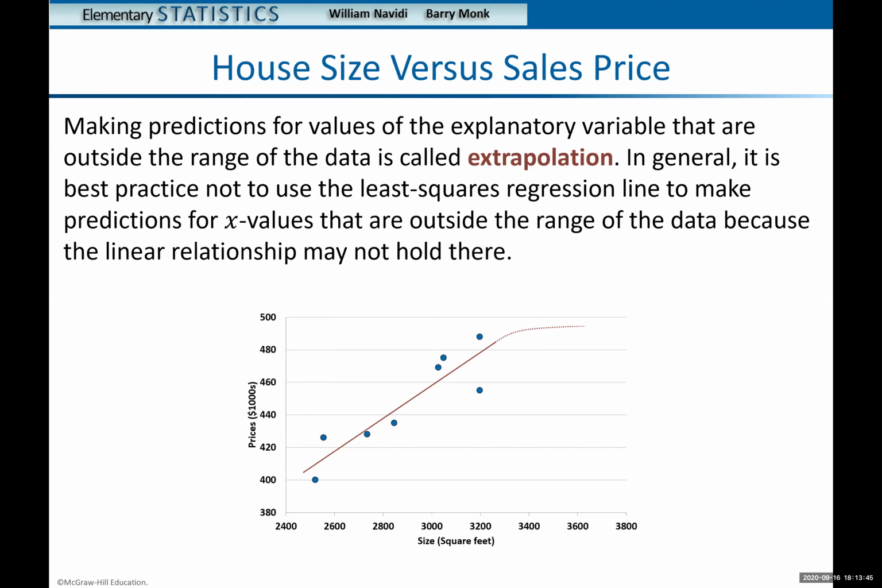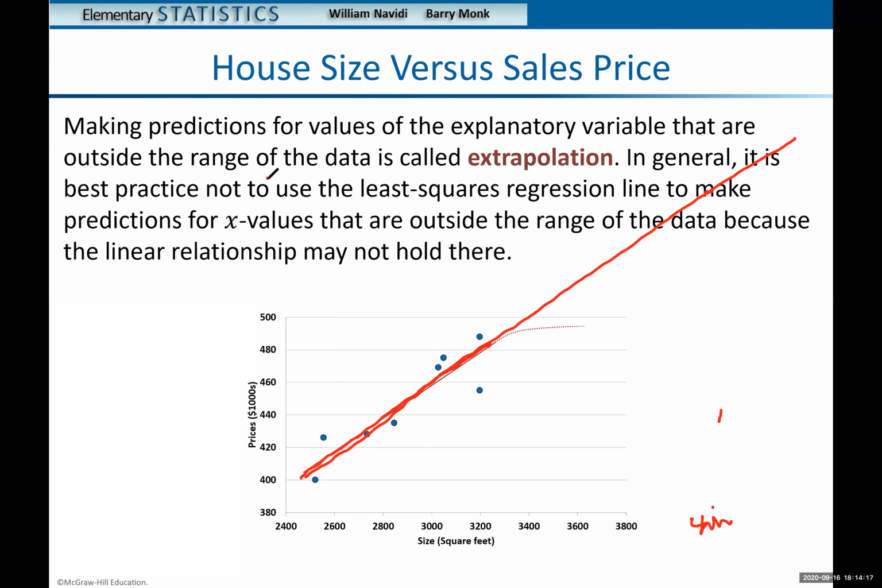Just like exactly this example here, you have this line and this equation, but we cannot assume that this is the case for all the house sizes. It doesn't mean that if you have this equation of the line, let's say 4,000 square feet is going to be this much, like maybe 700,000. It's not always going to be like that. Let's say if you have 10,000 square feet, it's not going to be a million, right? It's not always going to be a line. So that's why the best practice is not to use the least squares regression line to make predictions for X values that are outside the range of the data.